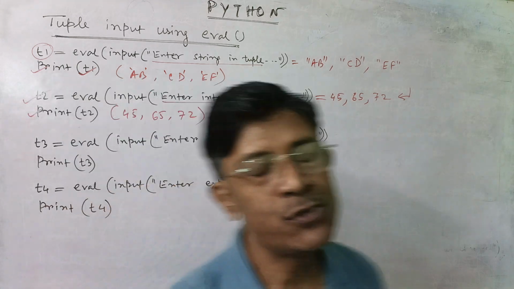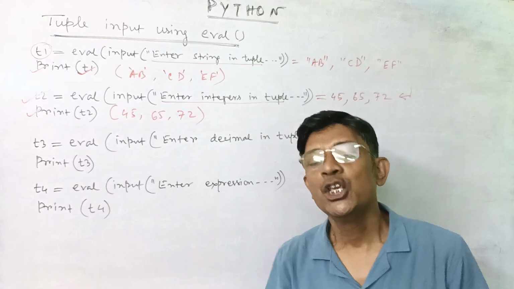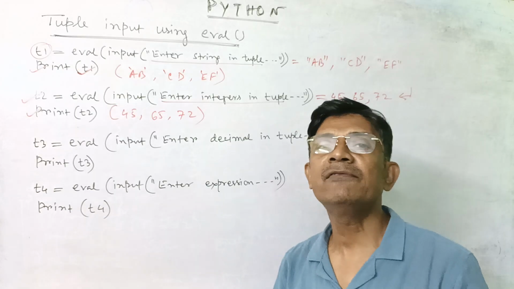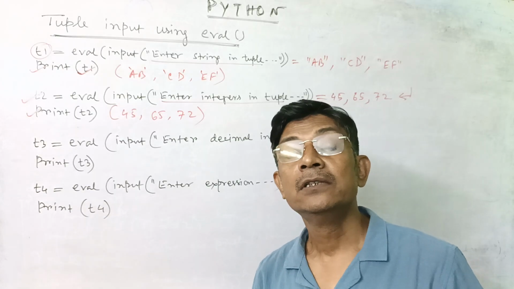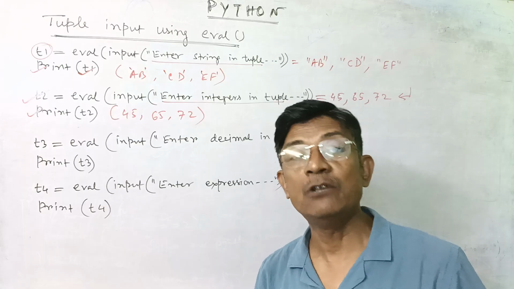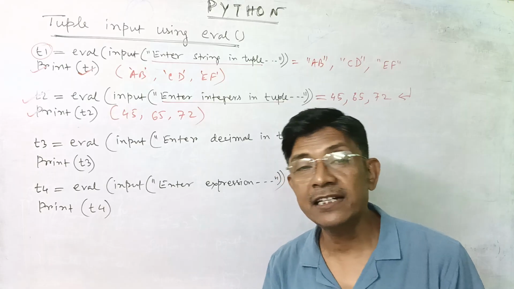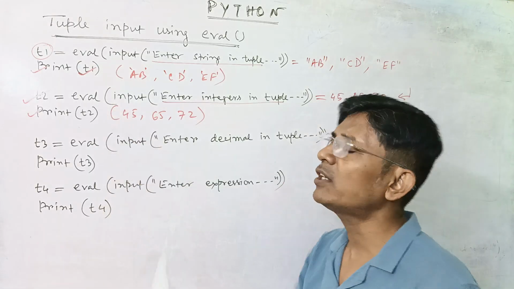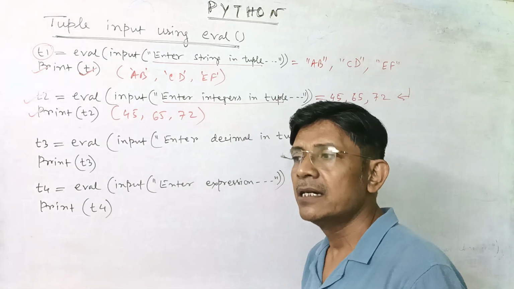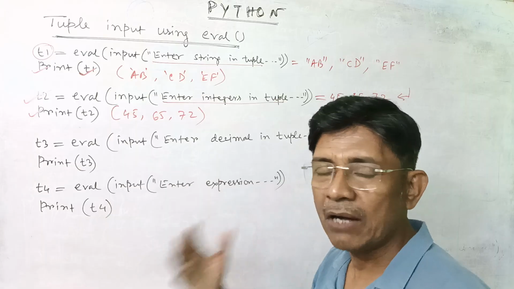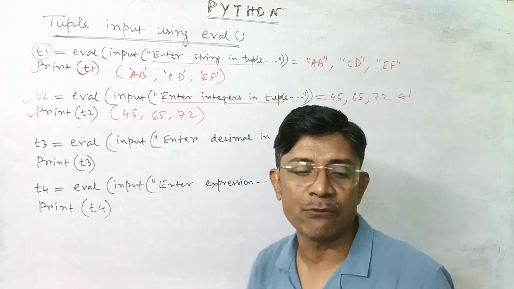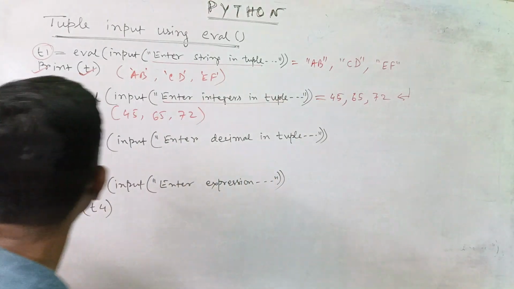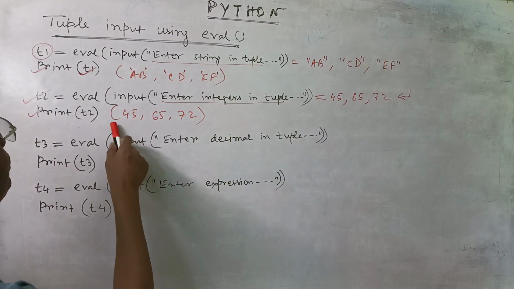What is this? Using the eval function you are taking multiple values from the user, means you are typing those values from the keyboard. So the user is giving multiple values using eval. We have not applied the loop, but whenever you need the loop, you have to write the code in a slightly different way. So now you see, this is print T2, this one we are getting.